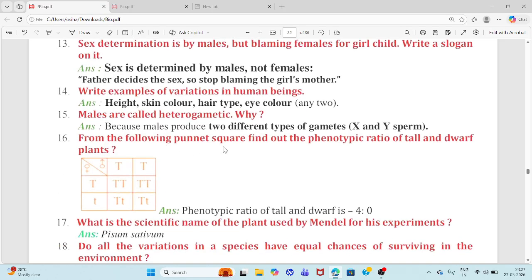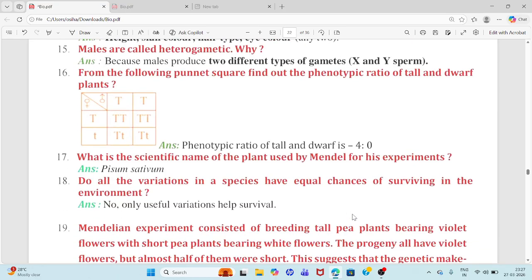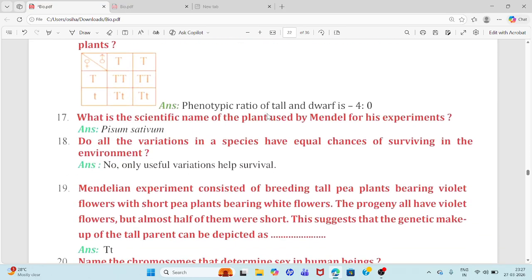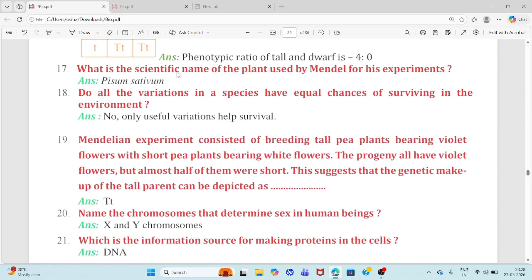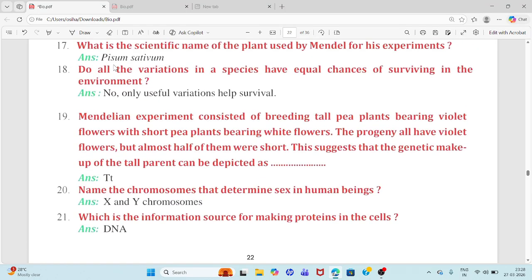16th question. From the following Punnett square, find out the phenotypic ratio of tall and dwarf plants. Answer: phenotypic ratio of tall and dwarf is 3 is to 1. What is the scientific name of the plant used by Mendel for the experiment? Pisum sativum. 18th question. Do all the variations in a species have equal chances of surviving in the environment?